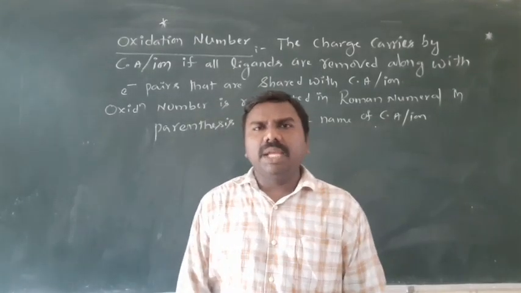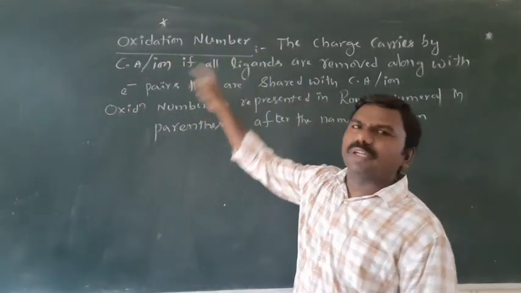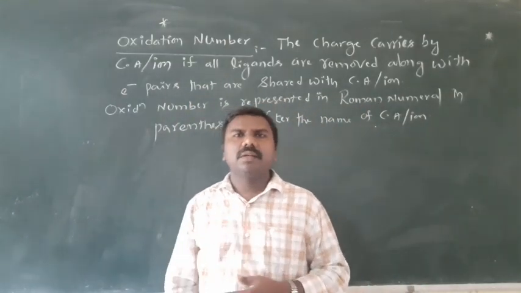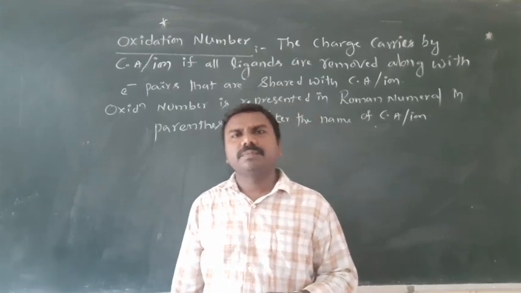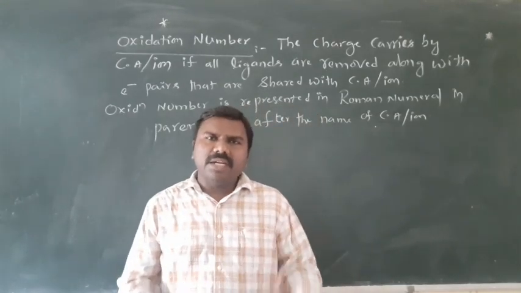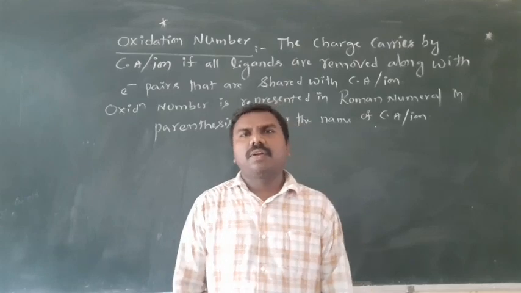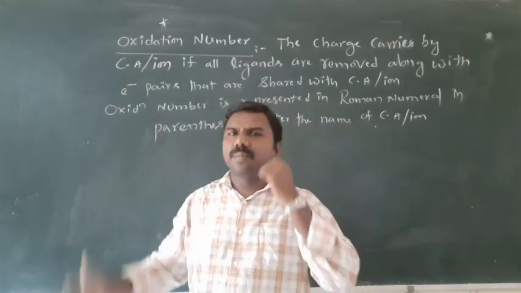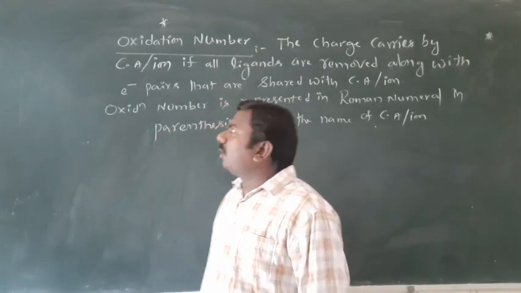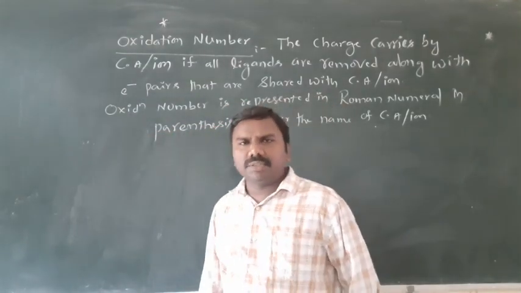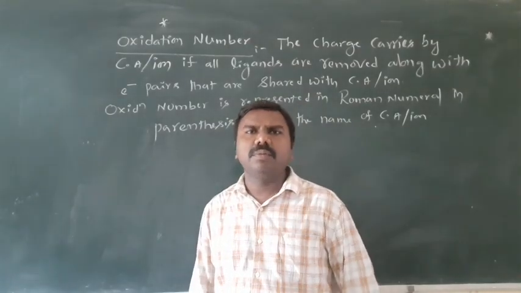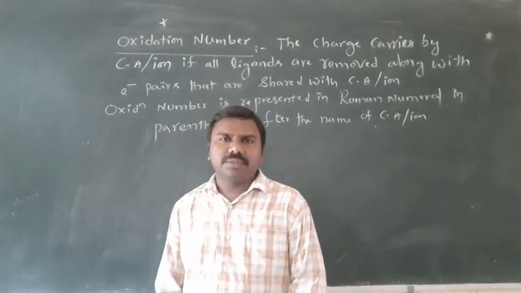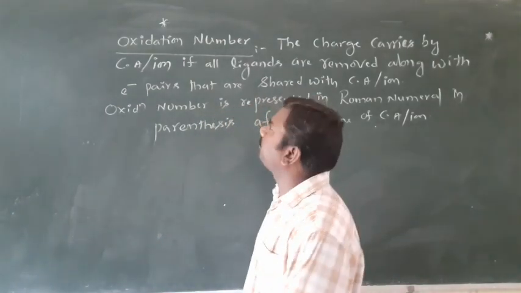Okay, the next term is oxidation number. Very, very important in this chapter, to write the IUPAC name of a complex compound, or to write the structure of a complex compound also. This is the term. It's very, very important. And all these fundamental terms and definitions also play a key role in understanding the whole chapter. So that's why we need to pay attention.